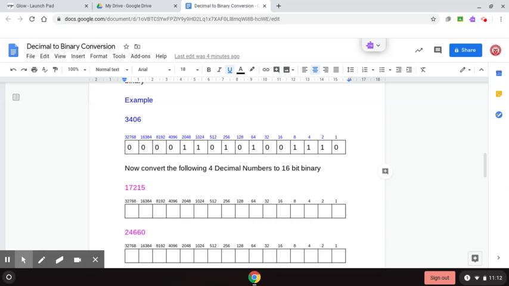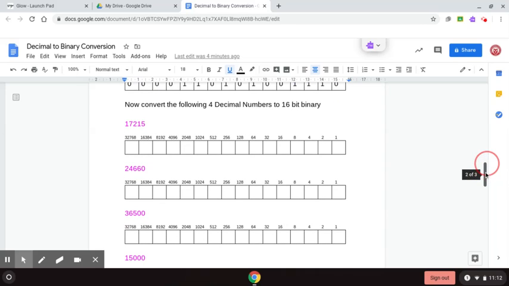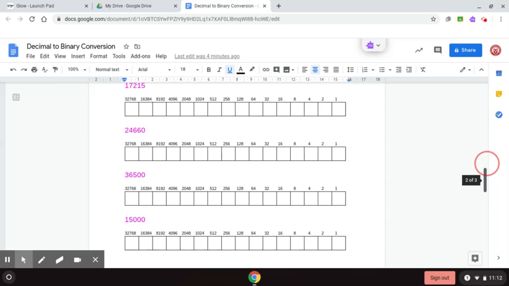So that was me kind of demonstrating converting 3406 to 16-bit binary. So what I'd like you to do now is answer the 4 questions below. So 17215, 24660, 36500 and 15,000. Can you convert that to 16-bit binary, please?